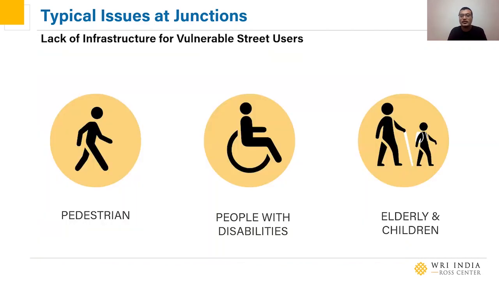Now, as we have already discussed before, we have designed our streets for cars and not people, so there is a lack of infrastructure for vulnerable street users such as pedestrians, people with disabilities, and elderly and children. This infrastructure would consist of protected refuge areas at the medians and at traffic islands, ramps for universal access, sufficient footpath widths, etc. Let's see how we can address these issues with design.